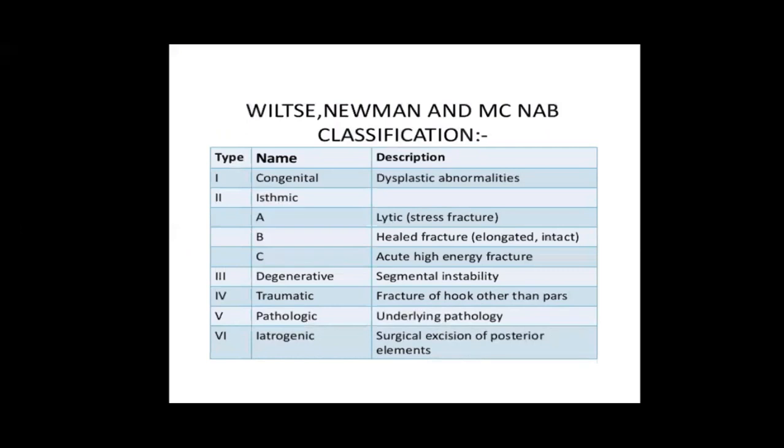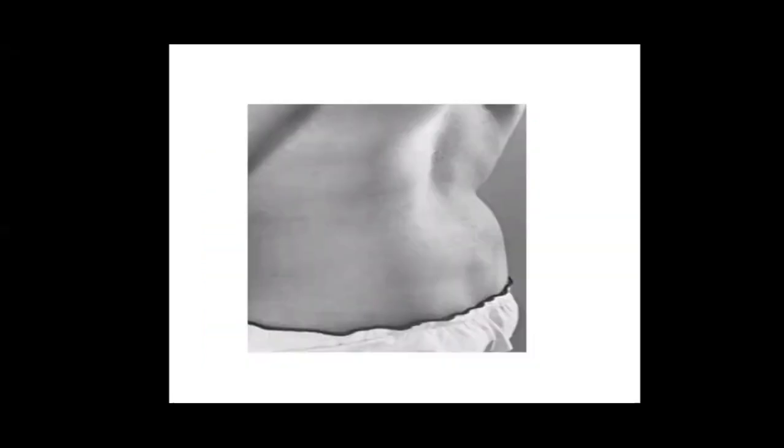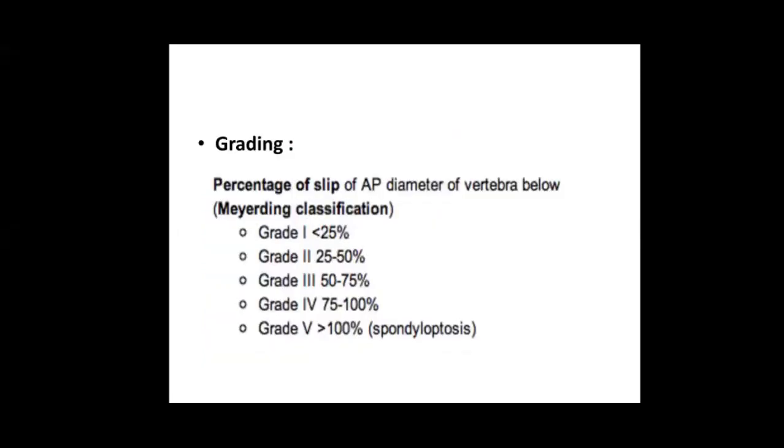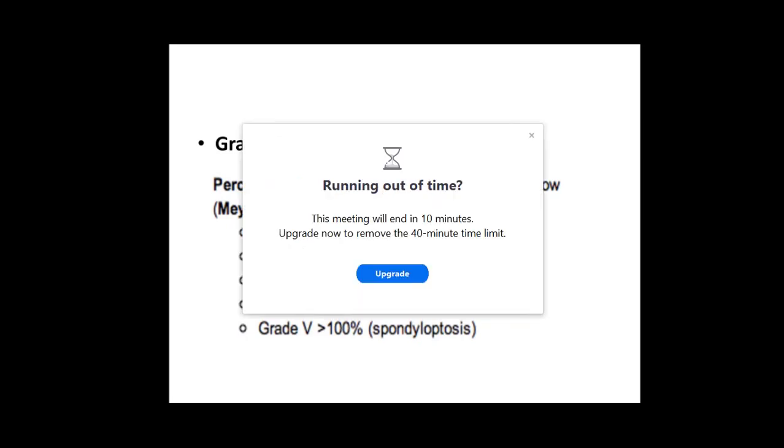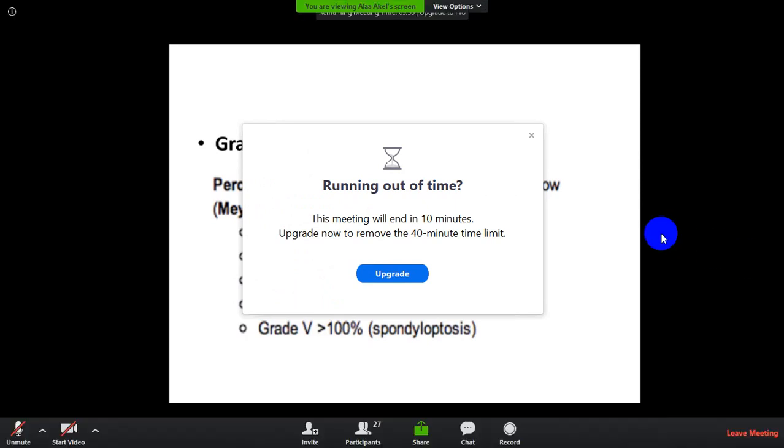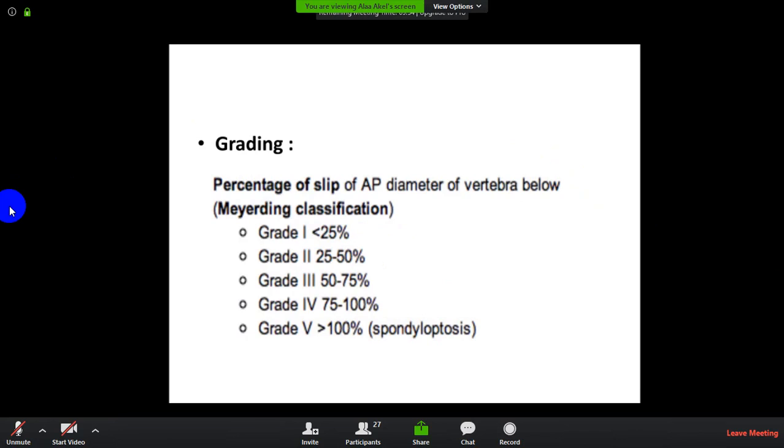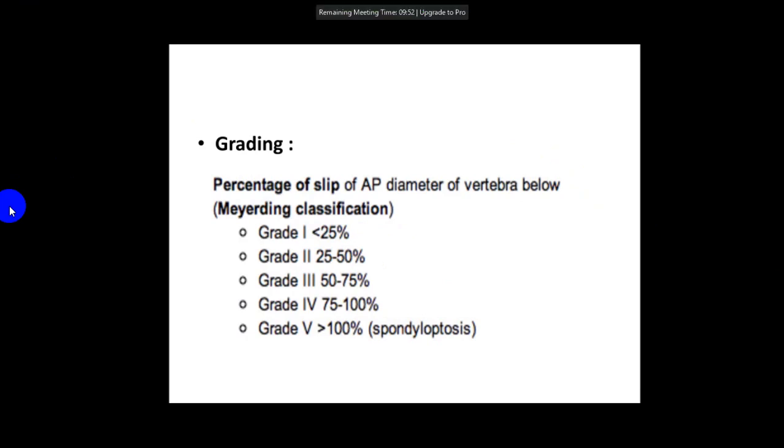This is the classification that we used before at the start of this lecture, called the Wiltse-Newman classification, regarding the etiology: the congenital, the isthmic, the degenerative, and type 4 traumatic, pathologic, or iatrogenic. And here's another important classification that you must be familiar with, called the Meyerding classification. The Meyerding classification is subclassified into 5 subtypes according to the slip percentage. Grade 1 up to 25%, grade 2 up to 50%, grade 3 up to 75%, grade 4 up to 99%, and grade 5 is 100%. Grade 5 is called spondyloptosis.